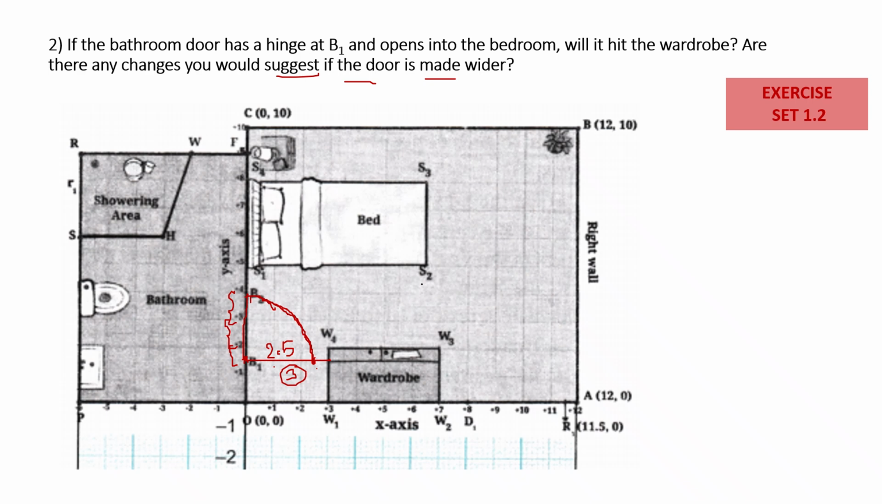So we can give two suggestions. What is the first one? Maybe if the door becomes three units wide, then it will hit the wardrobe, right? So at that time we can move the wardrobe towards the right. And one more suggestion we can give: instead of opening the bathroom door towards the bedroom, we can open the door towards the bathroom. That means this side we can open it. So that is one more suggestion. This is what you can give as the answer for this question.